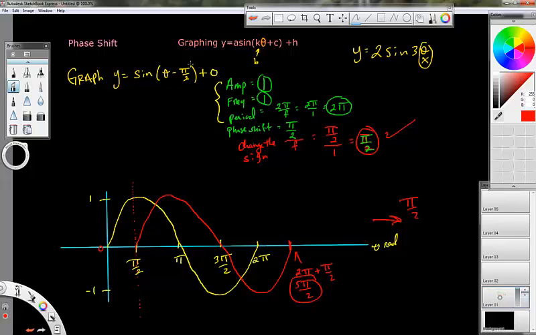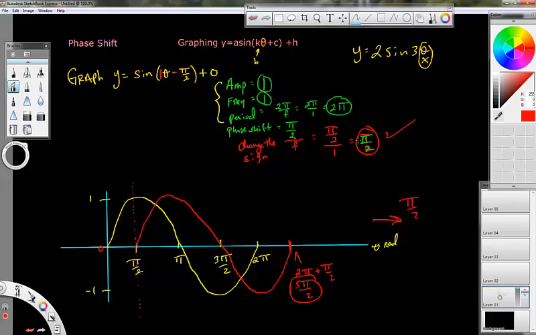So let's review that real fast. You change the sign. So this was minus pi over 2. So when you do the math here, make it positive pi over 2. If this was a plus sign, this would be minus. One more time. If this was a plus sign here, this would be minus pi over 2 right here. And of course you're dividing it by the frequency, which is the number in front of the theta, which is 1. All right, and that's a phase shift.